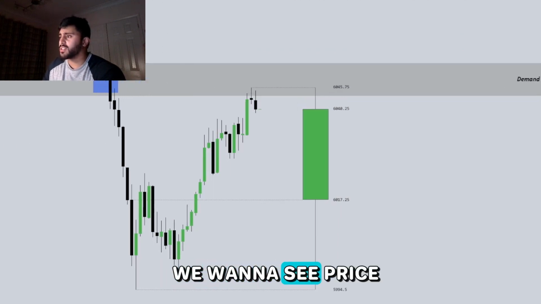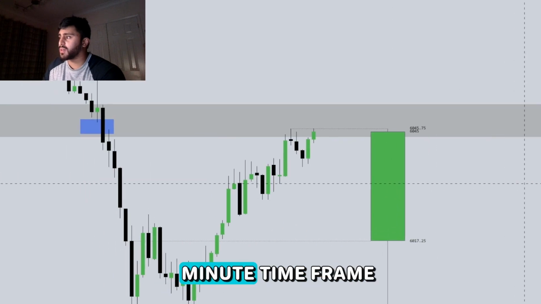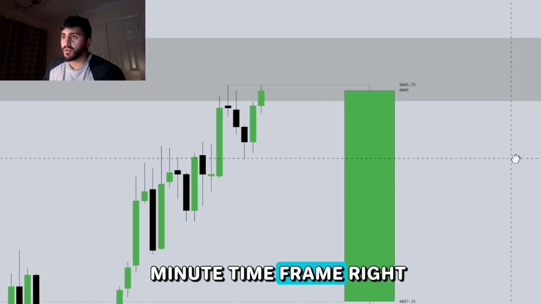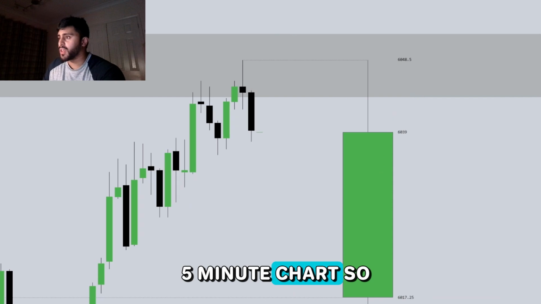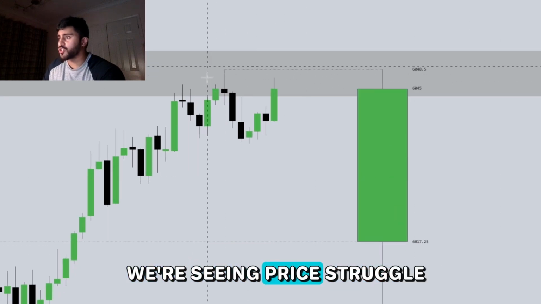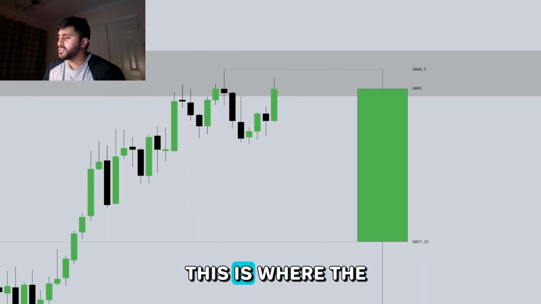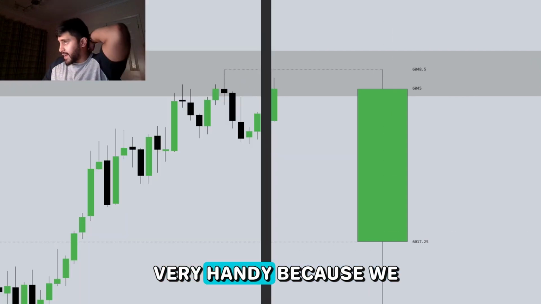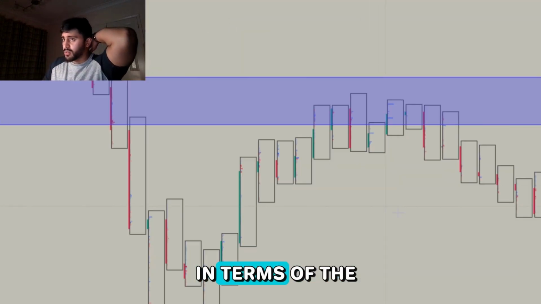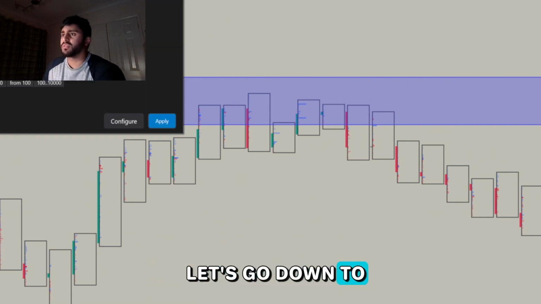So step two, we want to see price enter on the 15-minute time frame. Sorry, on the 5-minute time frame, right? This is a 5-minute time frame, 5-minute chart. So what we're seeing is price struggle to break higher. This is where the order flow becomes very, very handy, because we are going to be reading this in terms of the buyers and the sellers. Let's go down to the 5-minute time frame.